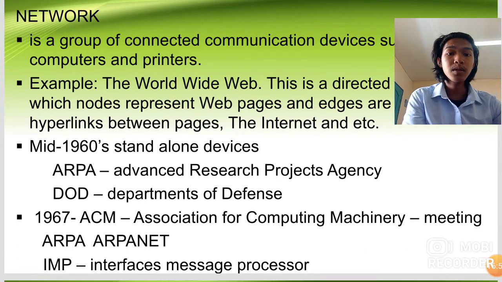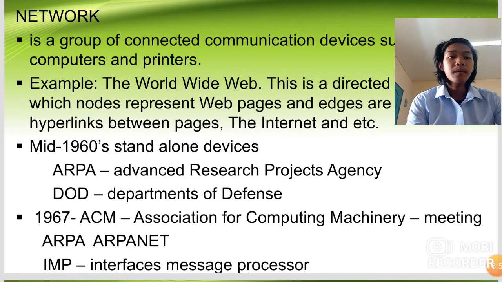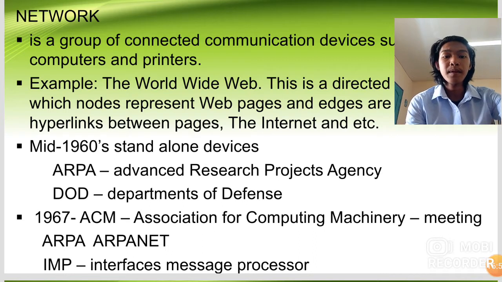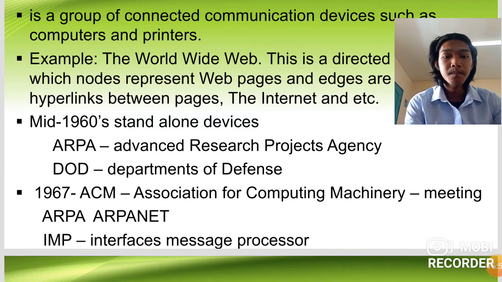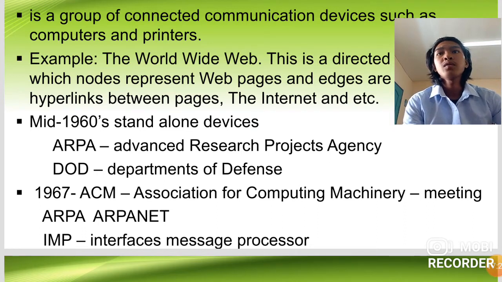1967, ACM, Association for Computing Machinery meeting, ARPANET. The interface message processor, or IMP, was the packet switching node used to interconnect participants' networks to the ARPANET from the late 1960s to 1989. The IMP requires a connection to a host computer via a special bit serial interface defined in BBN report 1822.